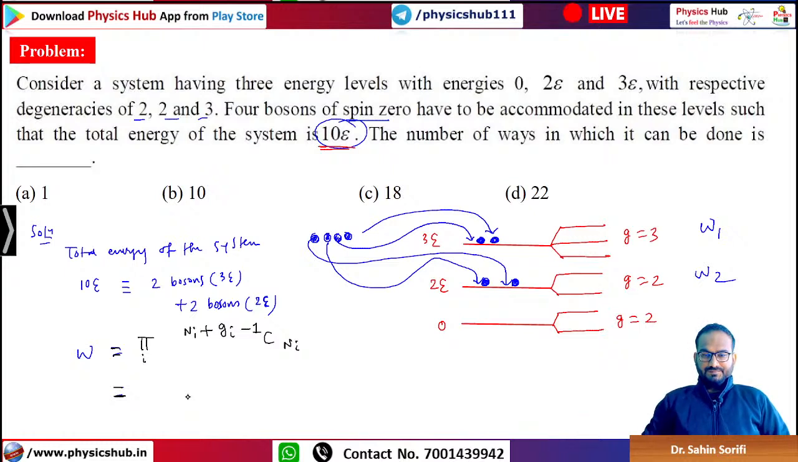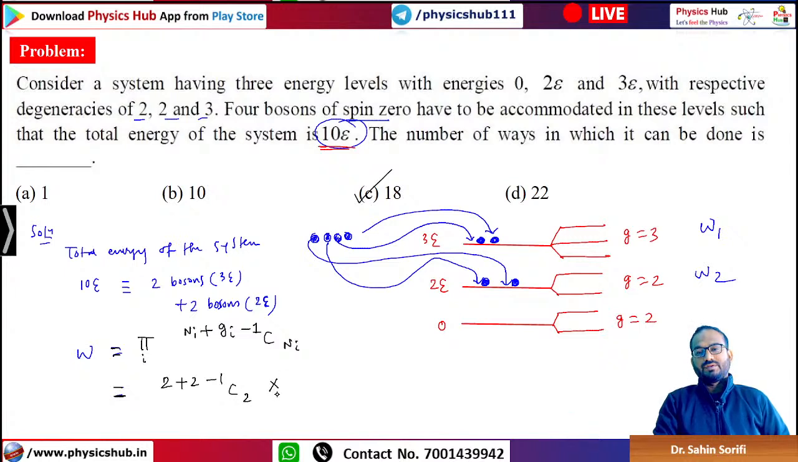Option C, 18. Very good. So let's say we are applying it for this second level. Okay, for this level. So here, what is the number of particles? N is 2. Degeneracy is 2 minus 1 C Ni. Number of particles is again 2.